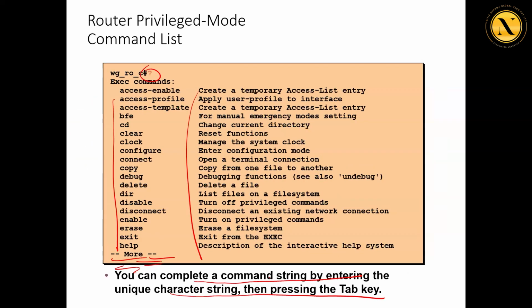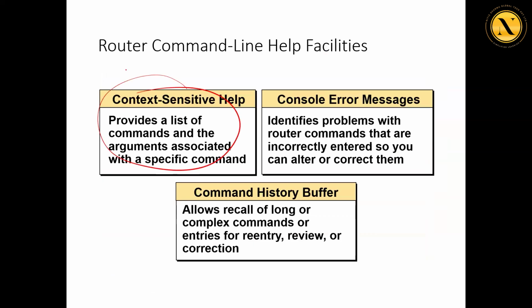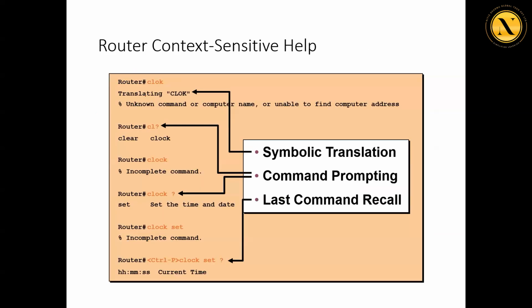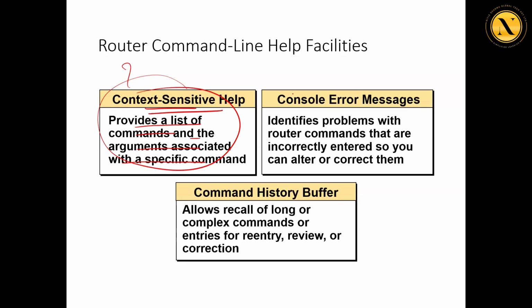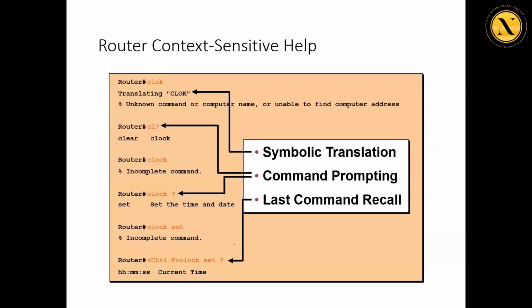Yeah. Okay. Again, same things. Question mark, context sensitive help, provides a list of commands and the arguments associated with a specific command. This is an example here. Console error messages: enable, caret marker, this will pop up. It identifies problems with router commands that are incorrectly entered so that you can alter or correct them. And this is up arrow, down arrow. It allows recall of long or complex commands or entries for re-entry, review, or correction.